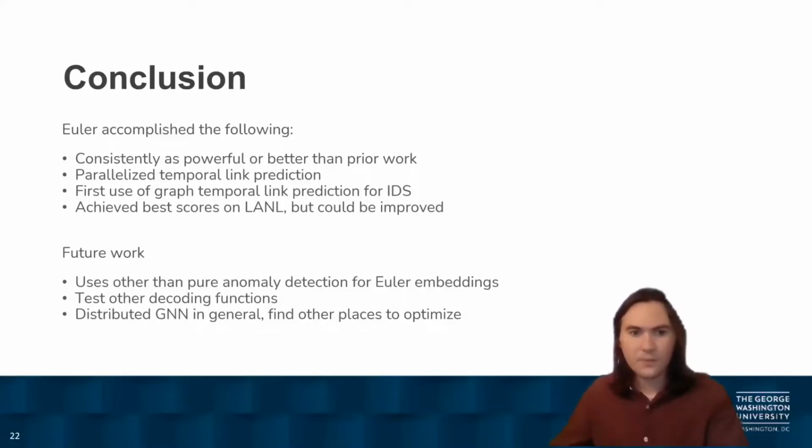In the future, we'd like to see if there's uses other than anomaly detection for Euler's embeddings. Perhaps we can use them for clustering to describe various components of a network. We'd like to test other decoding functions rather than simple inner product decoding, because there's a lot more we could probably get out of those embeddings. And finally, just using distributed graph neural networks in general. There's other places where this can be useful beyond just cybersecurity.